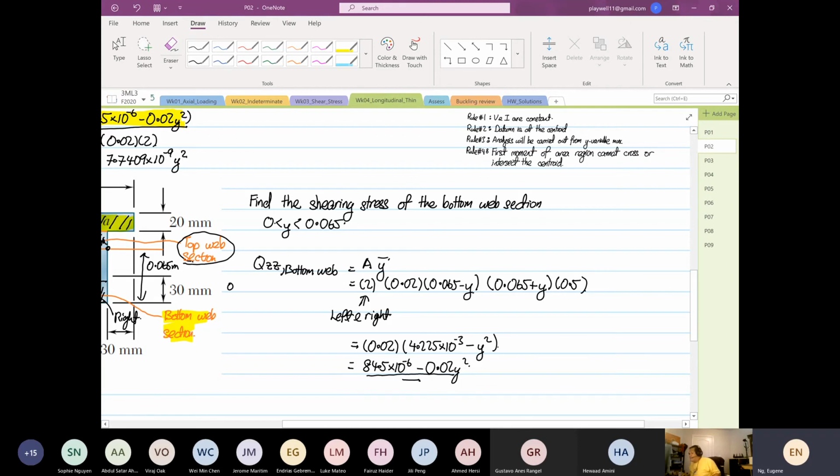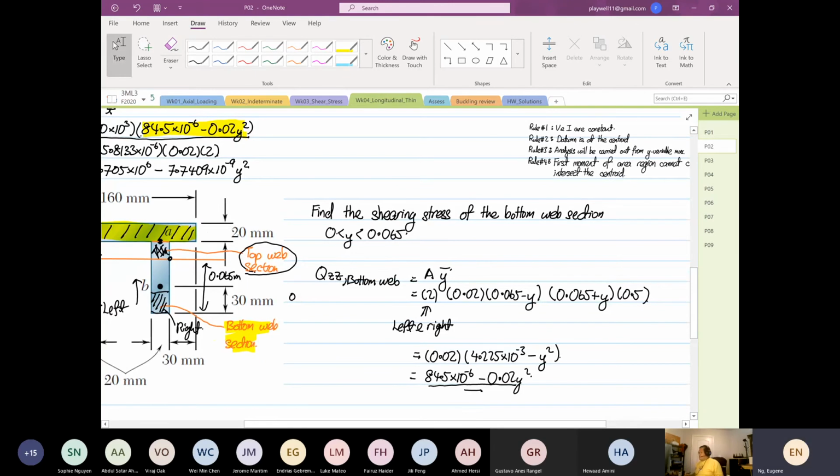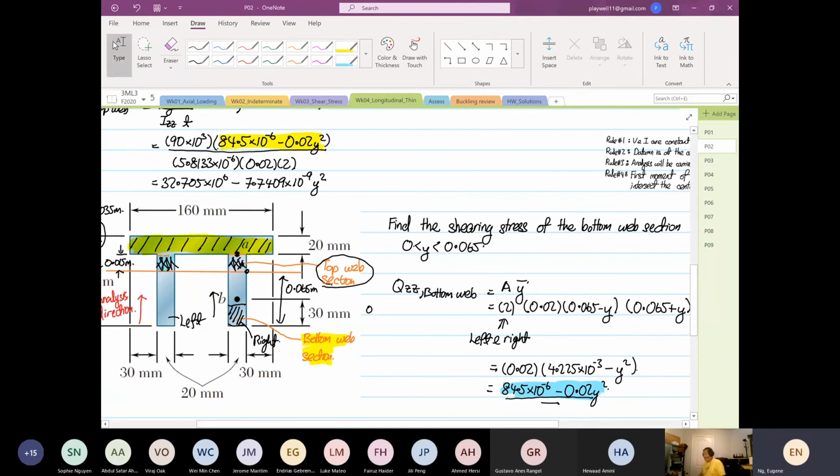Okay, did you all see this number before? Hello? 84.5 times 10 to the power minus 6, minus 0.02 y squared. Have you seen that number before? Yeah, on the top web. Yeah, there you go. Well done.